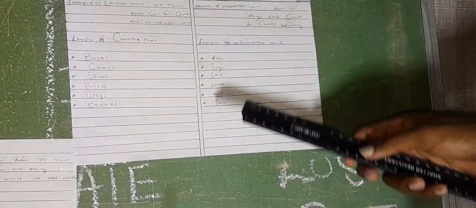It refers to things that cannot be counted separately. Things that cannot be counted separately. That's what uncountable noun means. Examples of uncountable nouns: flour, sugar, salt, water, happiness, or sand.